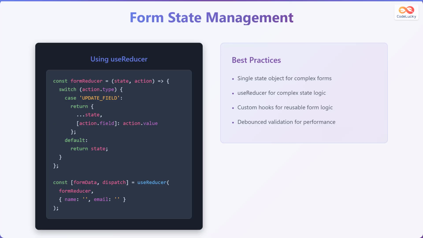Now let's talk about best practices. Firstly, use a single state object for complex forms. Secondly, use useReducer for complex state logic. Thirdly, use custom hooks for reusable form logic. And fourthly, use debounced validation for performance.